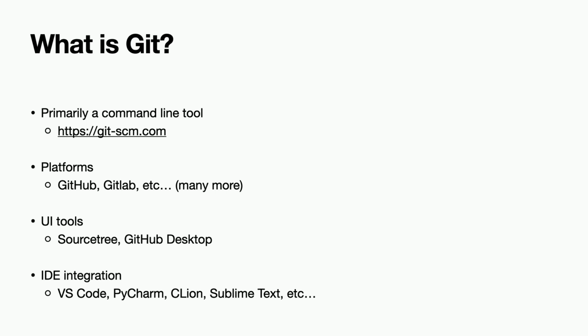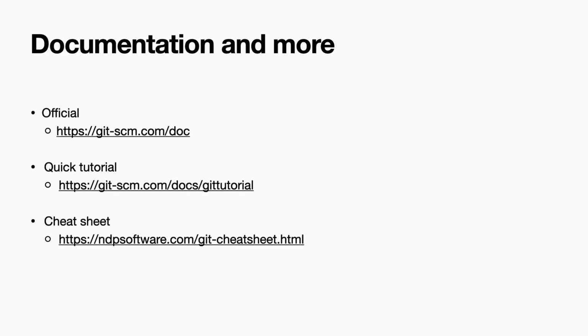Git has a very nice IDE integration for most of the popular IDEs like Visual Studio Code, PyCharm, CLion, or Sublime Text. If you want to find out more than this tutorial, you can read the official documentation. You can find a quick tutorial for most of these facilities that we will cover in this video, and you can also access a cheat sheet if you forget a command.